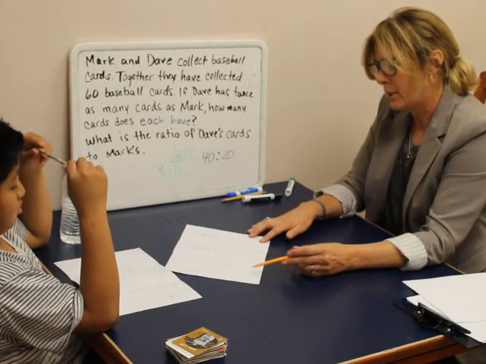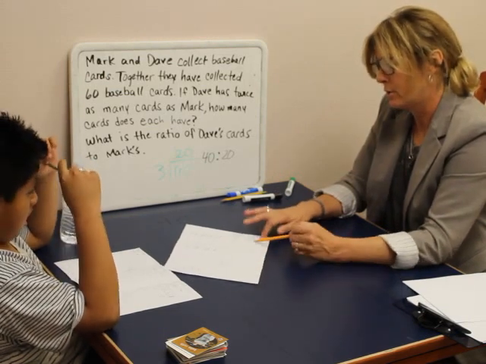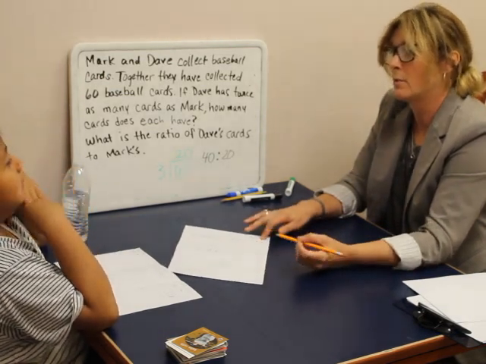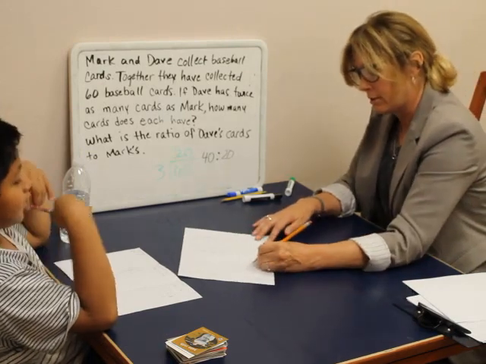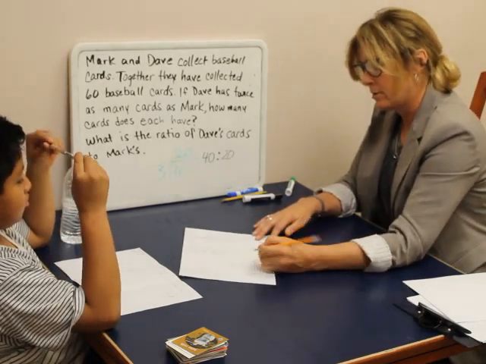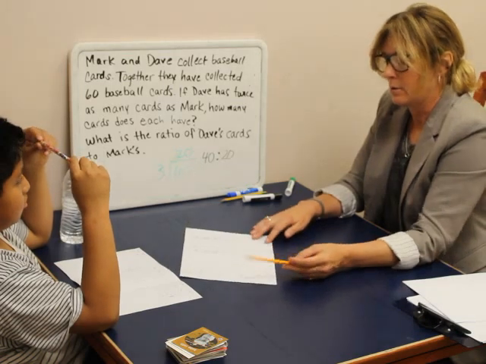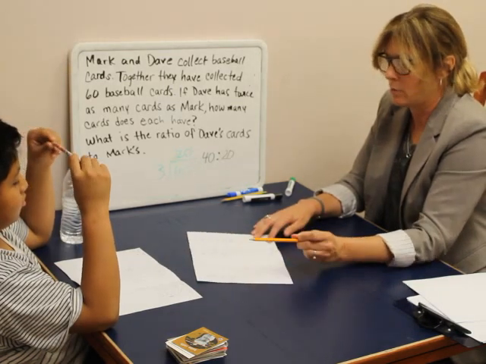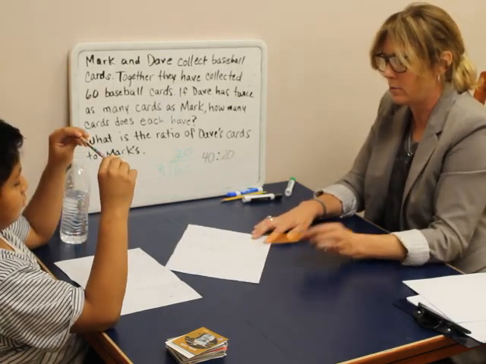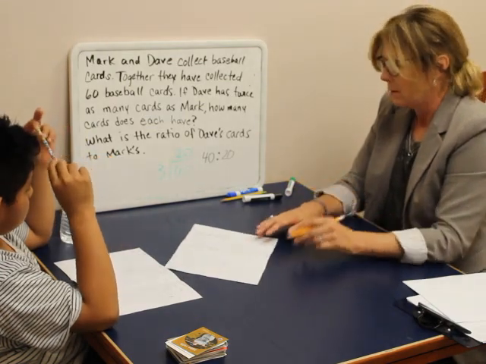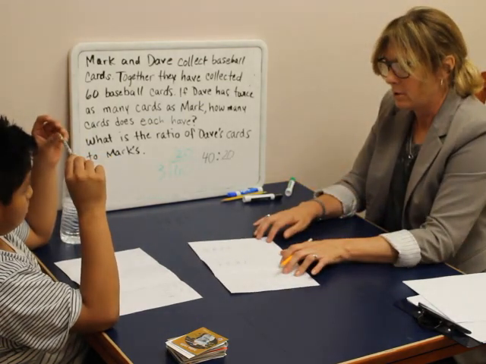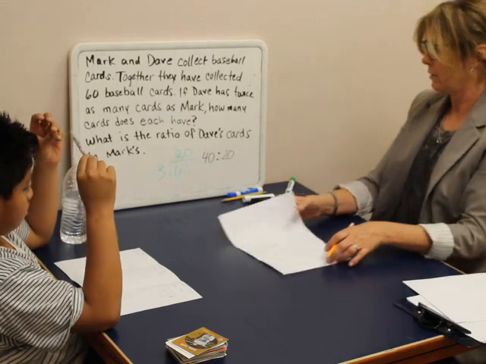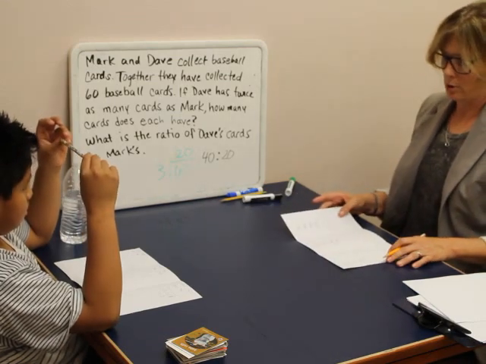But looking at these sections, I see there's 2 sections to 1 section. So that's another way we could do our ratio, right? Yes. We've got 2 to 1. So we can say that as 40 to 20, or we can say that as 2 to 1. So you did a great job. That looks perfect.